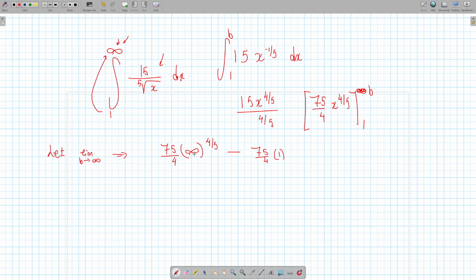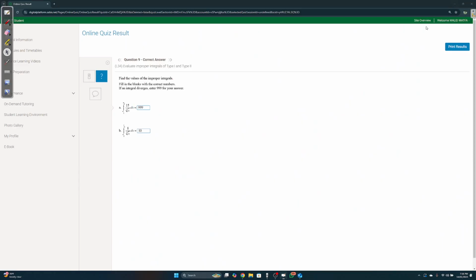So you're going to see here now, do you have infinity in your answer? Because when you do infinity to the power 4 over 5, you get infinity. Infinity times a number is infinity, and then infinity minus a number is just infinity. So that means, does the integral approach any number if you ended up with infinity? No. It just keeps on getting bigger and bigger and bigger. So you say the integral diverges.